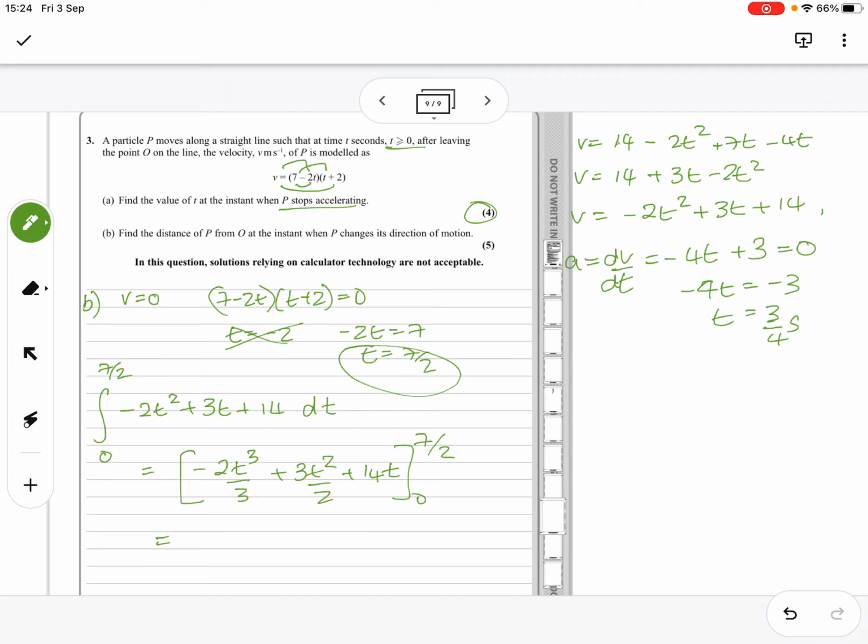And then we sub it all in. Okay, so I might obviously cheat and do it like this. So we end up with s equals 931 over 24, or 38 and 19 over 24, or 38.79166 metres, or 39 to 2 sig figs. Good.